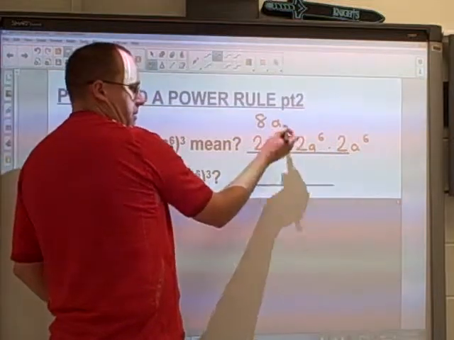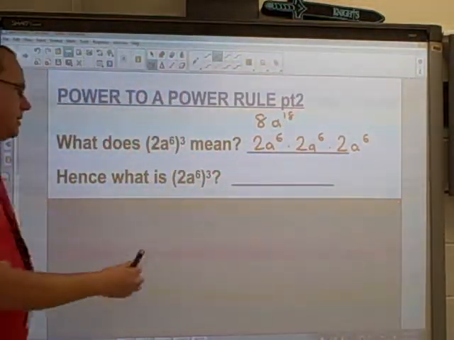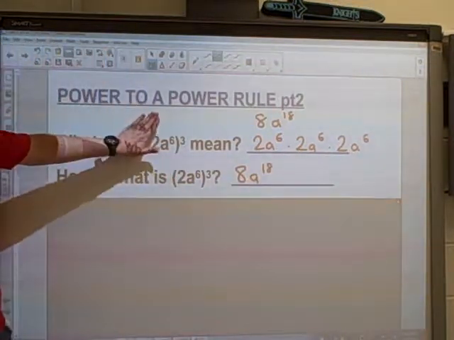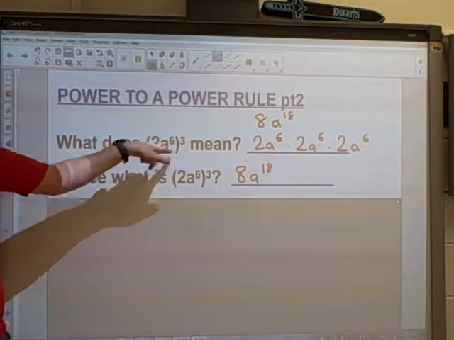When you multiply, you add the exponents, so 6 plus 6 plus 6 is 18. And our answer is 8a to the 18. Now, a lot of people get this question wrong because they see the power to the power rule question here and go, oh, 6 times 3 is 18, therefore the answer is 2a to the 18.